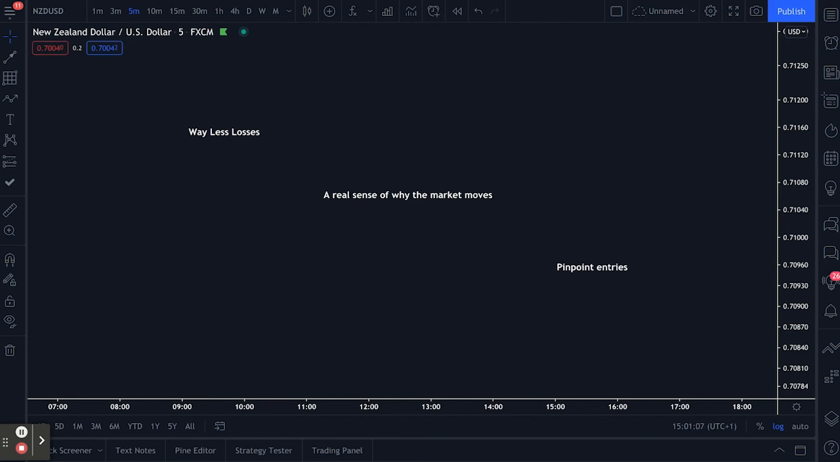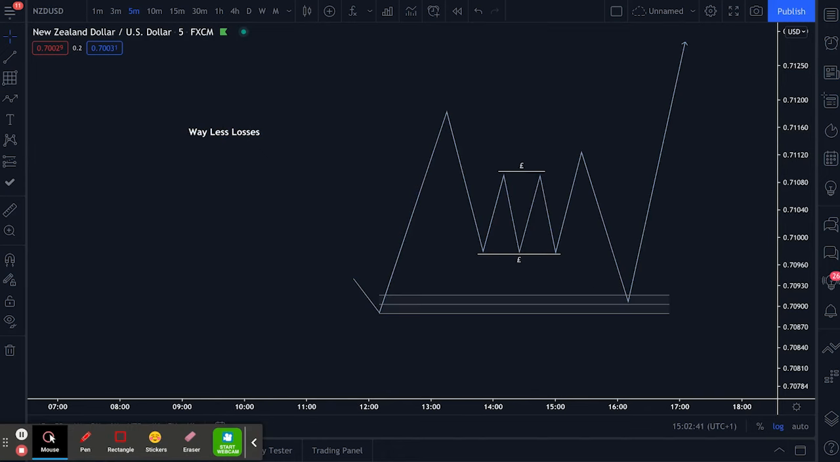Second of all, you're going to get a real sense of why the market moves. If you understand liquidity, you understand why the market is doing these spikes, why it's running these stop loss hunts, so to speak, you're going to be a lot more confident in your trading. And third and finally, you're going to get pinpoint entries if you can use liquidity in line with other things. So let's quickly talk about each of these individual points. So for point number one, way fewer losses.